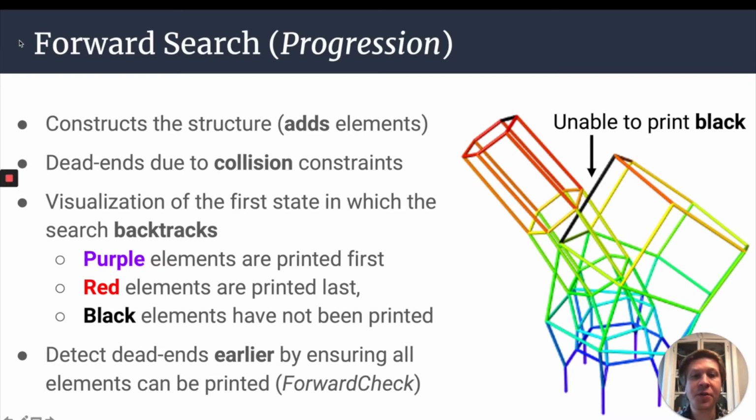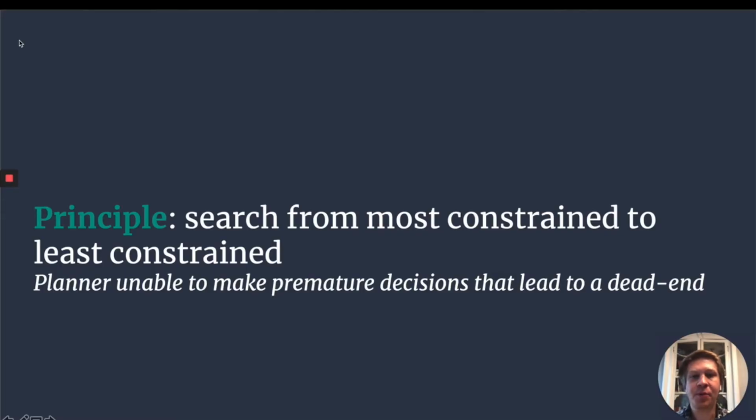Even an improved version of forward search that performs forward checking in order to try to detect dead ends earlier still gets trapped. This motivated us to explore searching in a different manner. Namely, we wanted to follow the general principle that it's advantageous to search from the most constrained part of the problem to the least constrained part of the problem. Intuitively, this is because the planner has the fewest options during the most constrained part of the problem and thus is unable to make premature decisions that restrict what it can do in the future.